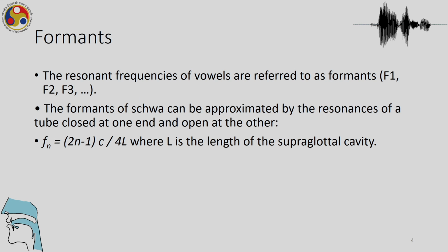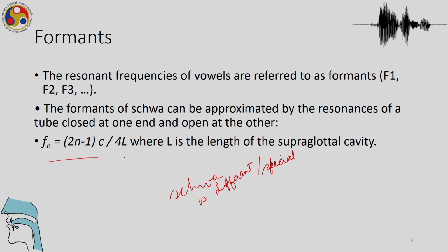The formants of schwa can be approximated by the resonances of a tube closed at one end and open at the other. Schwa is different, schwa is special, because it can tell you about the length of the vocal tract. The formants of the schwa can be approximated by the resonances of a tube closed at one end and open at the other, which is not relevant for all the other vowels.